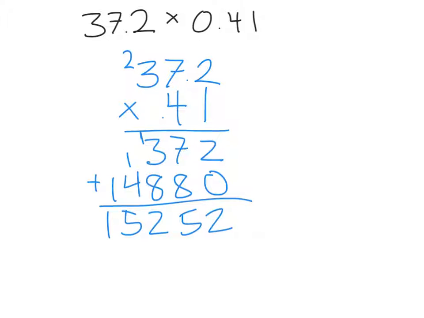And now in our factors, the things we're multiplying, we count up all the decimal places. This one had 1, this one had 2, so altogether there are 3 decimal places. So we need to put our decimal 1, 2, 3 places in. So it'll be 15.252, our final answer.